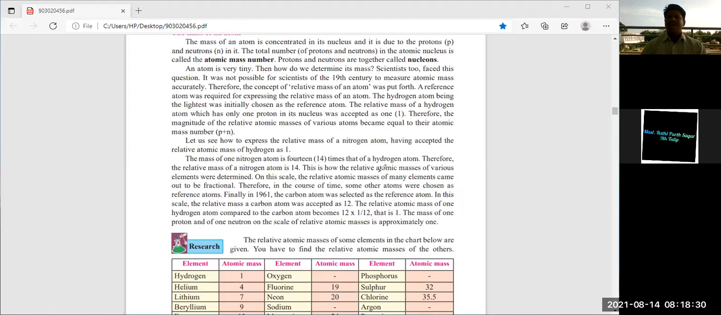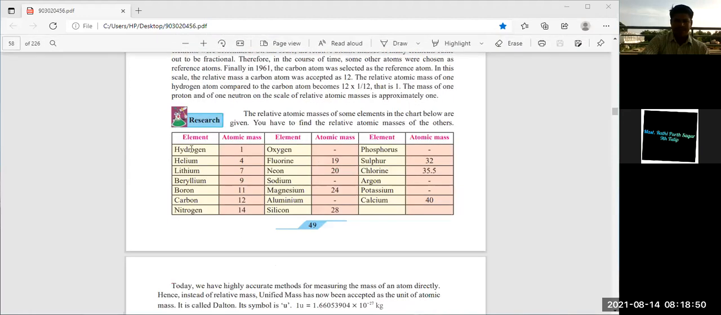When we have to find the atomic mass of carbon, we get 12. It means as compared to hydrogen, there are 12 units. So due to that reason, its atomic mass number is 12. Here some elements are given, their relative masses are given, that we have to see. You can see hydrogen 1, helium 4, lithium 7, beryllium 9, boron 11, carbon 12, nitrogen 14, oxygen not given here, fluorine 19.